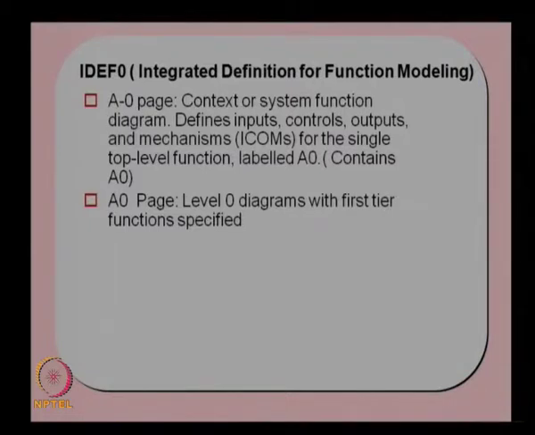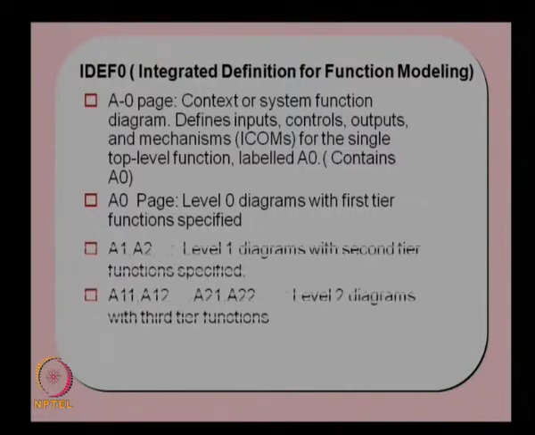So the A0 diagram is the level 0 diagram with first tier functions specified. In the A0 diagram we specify the first tier functions, and they will be referred to as A1, A2, A3 and so on, depending on the number of functions. So the A-0 context diagram contains the function A0, and the A0 diagram, or level 0 diagram, contains the level 1 functions A1, A2, A3 etc., and so on it goes.